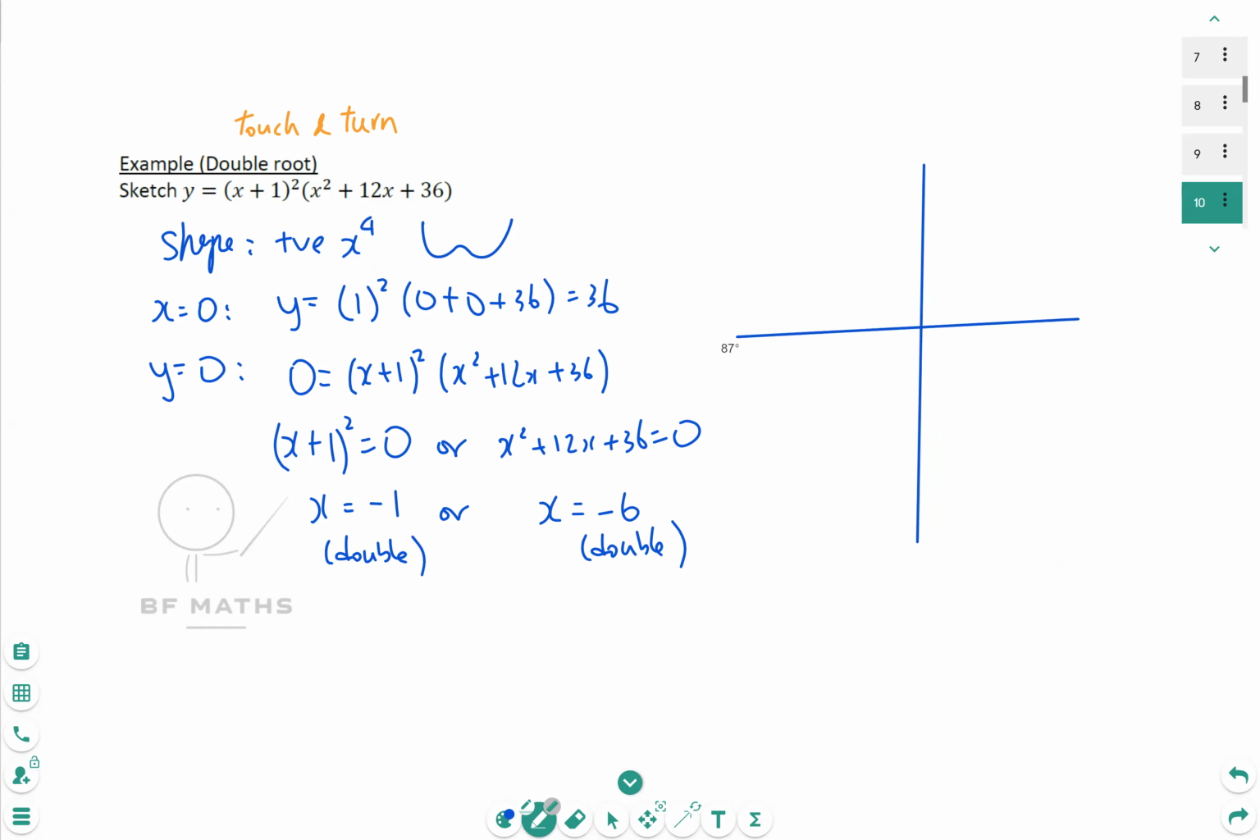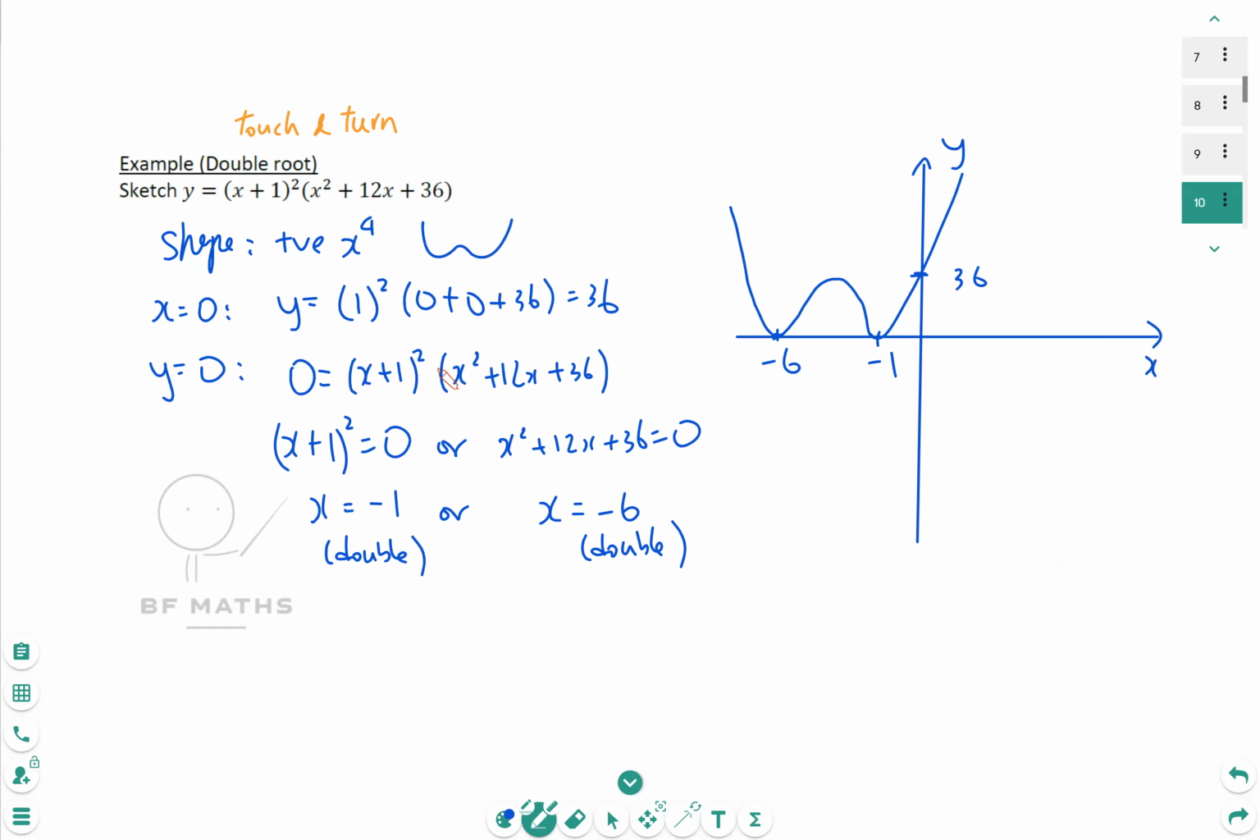Okay. Right. Again, have a brainstorm where the graph is going to cross the x-axis. Minus 1, minus 6. That means it's going to touch the x-axis on the negative side twice. Okay. Right. So the shape is like this. It will come from the top. We touch because it's a double root and turn. Come down, touch and turn. So here we've got minus 6, minus 1, and 36. It works perfectly. And that's the answer.